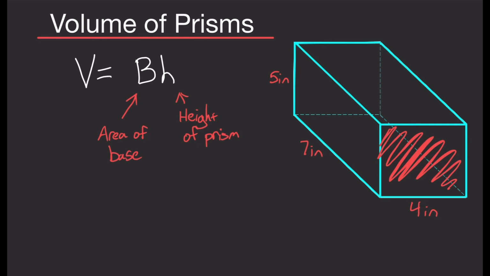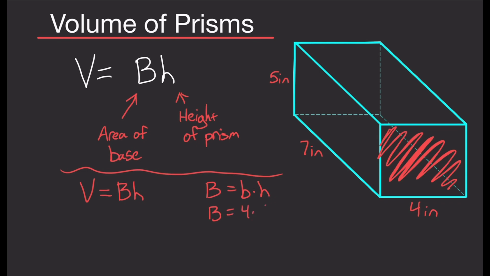I'm going to go ahead and write my formulas here to show my work. So volume equals area of base times height. To find the area of the base, it is length times width, or I'm going to say base times height. I'm going to plug that in there: 4 times 5 gives me 20 inches squared. I'm going to plug that 20 inches squared into my formula, and that's going to give me 20 times 7. And 20 times 7 just gives me a nice answer here of 140 inches cubed.